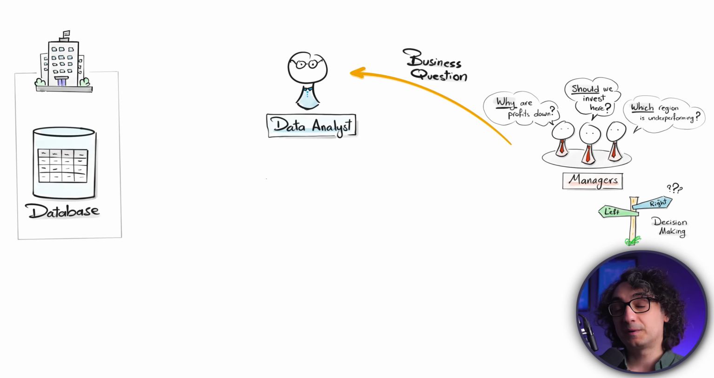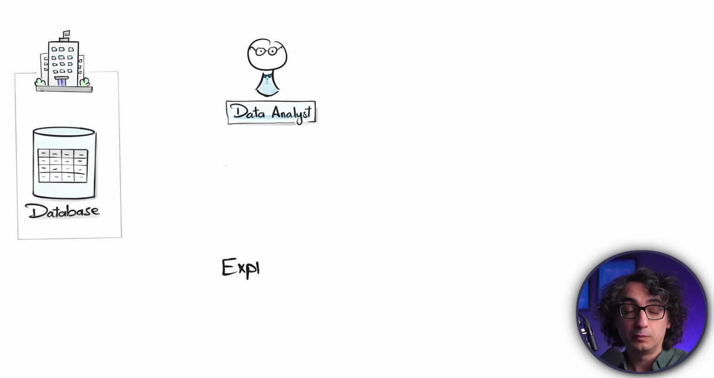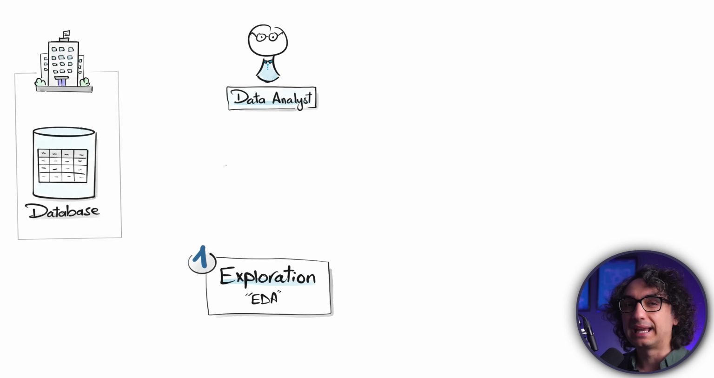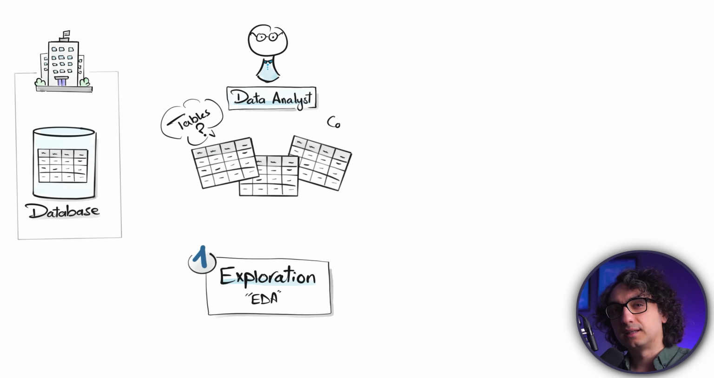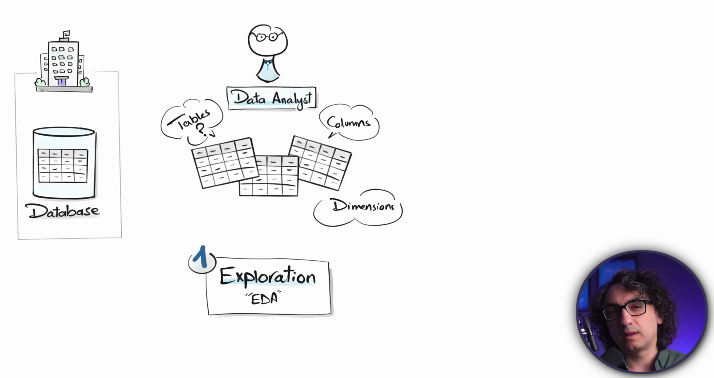Now, typically the process of doing data analysis involves the following steps. The first phase is exploring the data. We call it EDA. So before answering any business questions or doing any analysis, we first have to understand our data. We have to understand the content. So you're going to explore the tables, the columns, and understand what they mean.